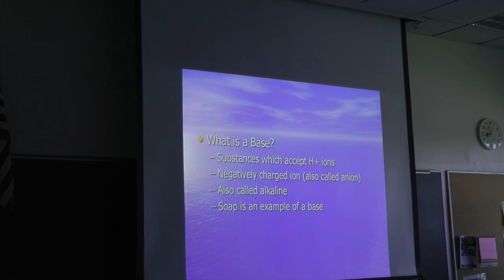And then what is a base? A base is something that accepts a hydrogen ion. So an acid gives off a hydrogen ion, and a base accepts a hydrogen ion. The ion will be negatively charged, called an anion. Another term that's used is alkaline. And soap is an example of a base. It has a very high pH, it's very alkaline.